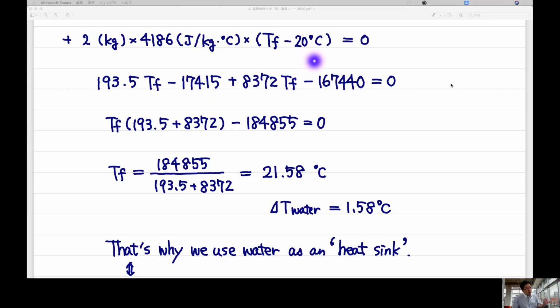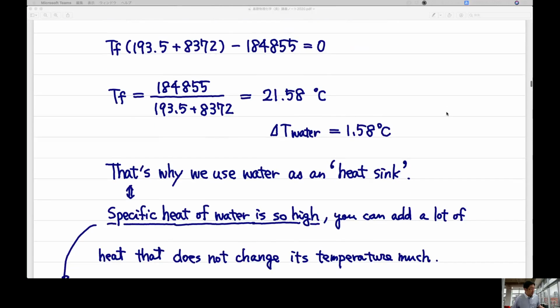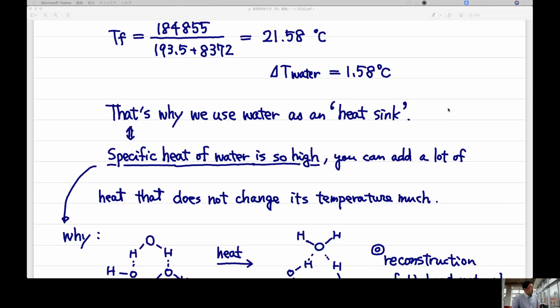After adding the red hot copper cube, the temperature changed just 1.58 degrees C. That's why we use water as a heat sink. Water is very special. I mean, the specific heat of water is so high. You can add a lot of heat that doesn't change its temperature much. This is a very unique character of water.